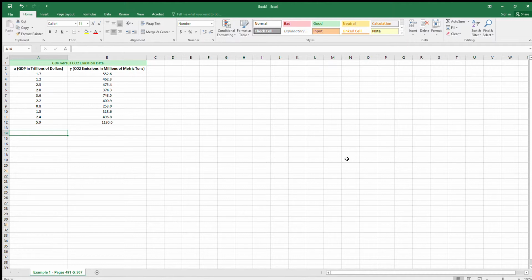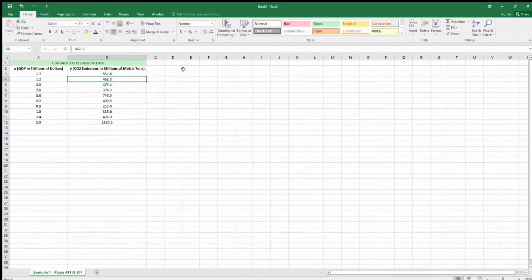That data set involved looking at the GDP of a country as well as their CO2 emissions for a particular year. So this first country had a GDP, an economic strength of $1.7 trillion. At the same time, they emitted 552.6 million metric tons of CO2. Right? And the next country, $1.2 trillion in GDP compared with a CO2 emission level of 462.3 million metric tons.